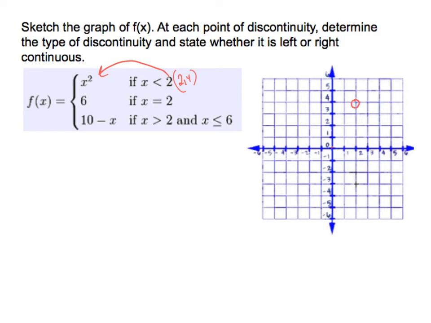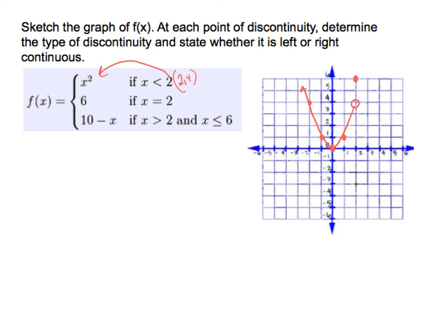This is just the parent function for a parabola, so I know that I have a vertex at 0, 0. I have ordered pairs of 1, 1. I have negative 2, 4 for its symmetry. And my graph would resemble that. And then at 2, I'm equal to 6. So that's just a single ordered pair right there.